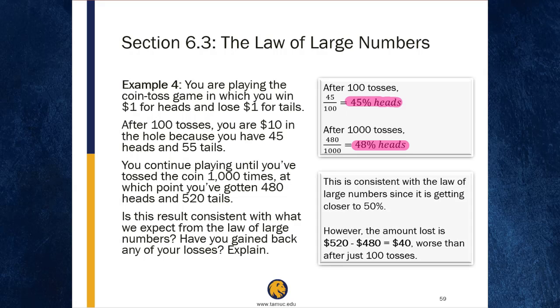So it is consistent with the law of large numbers, with more tosses getting closer to the expected theoretical probability and proportion of 50%. However, the amount lost is going to be $40, because there would have been $520 lost due to the tails, and only $480 earned for heads. It comes out to be a $40 loss, which is worse than it would have been after 100 tosses. So this is how the gambler's fallacy can cause losses to accumulate, because ultimately, by the law of large numbers, things should tend to even out toward their theoretical probability. And if there are already losses going on, it's going to be very unlikely for them to be overcome just due to the law of large numbers and the probabilities.